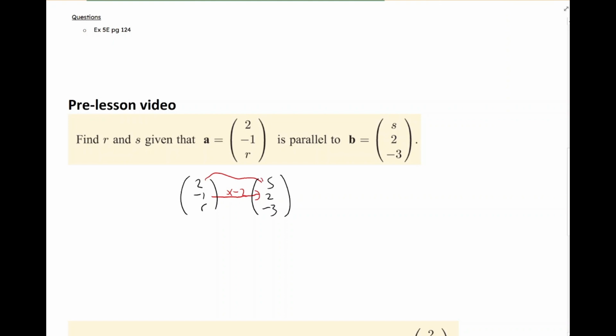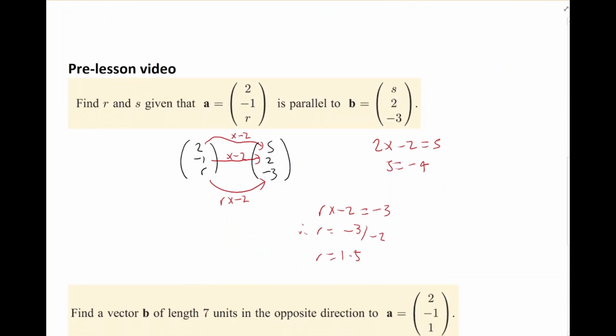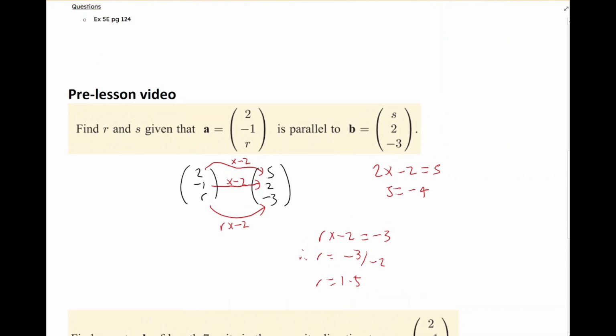So 2 times by -2 would give me s. That would mean 2 times -2 is s, so s is -4 in that case. r times by -2 would give me -3. r times -2 equals -3. Therefore, r is -3 over -2. r is 1.5. So that's how that sort of works there. You can sort of imagine the vector here, this first one is like half of the second one.